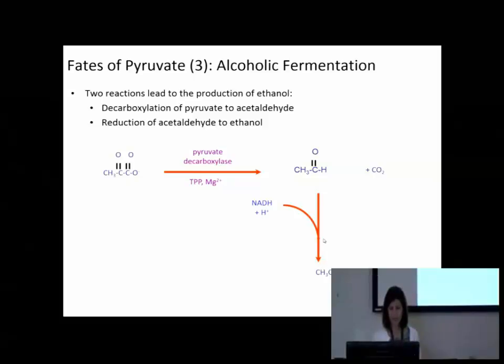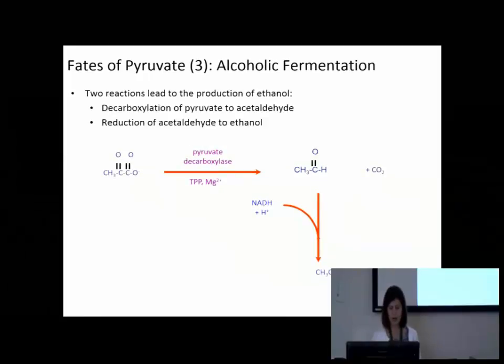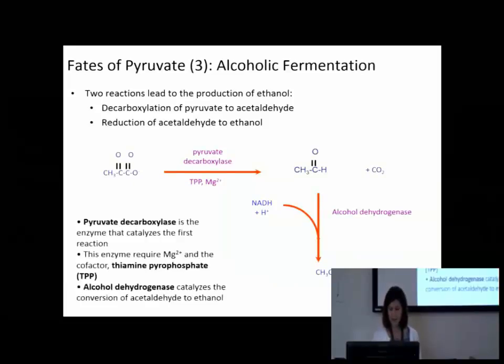It takes a very complicated reaction to happen, but again, if you're a yeast, you're doing the same thing. We're not in an aerobic environment. We're not in an oxygen environment. So we're doing it to get the NAD to go back to glycolysis. So you need 2 enzymes to do this, pyruvate decarboxylase and alcohol dehydrogenase.